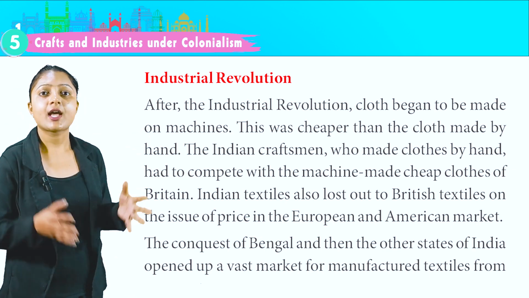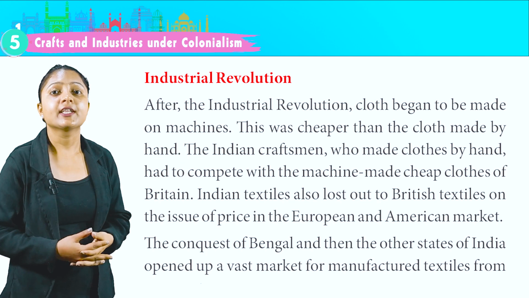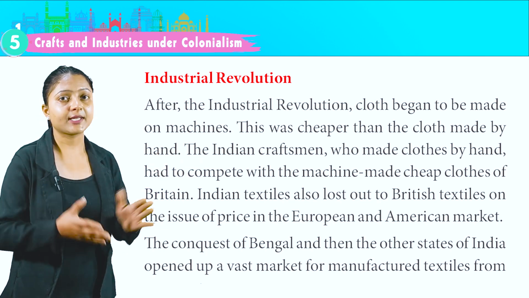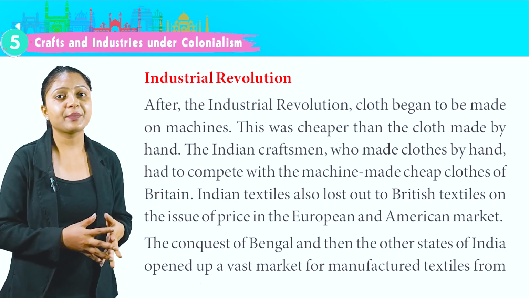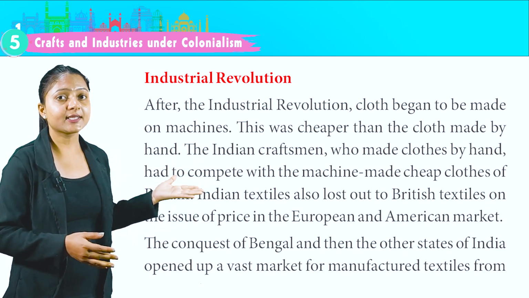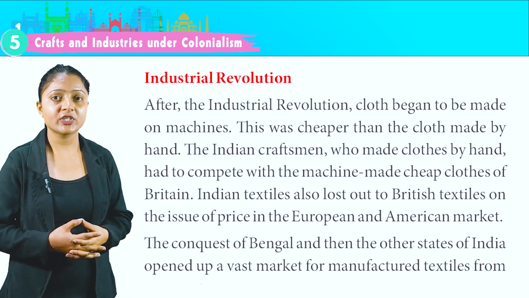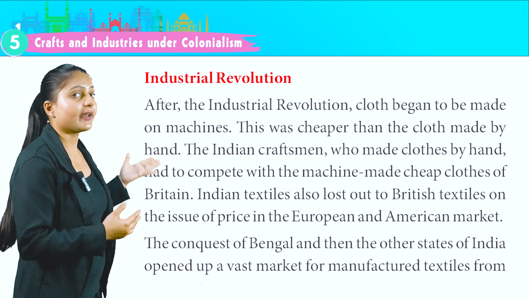Industrial Revolution. After the Industrial Revolution, clothes began to be made on machines. This was cheaper than the cloth made by hand. The Indian craftsmen who made clothes by hand had to compete with the machine-made cheap clothes of Britain. Indian textiles also lost out to British textiles on the issue of prices in the European and American markets.